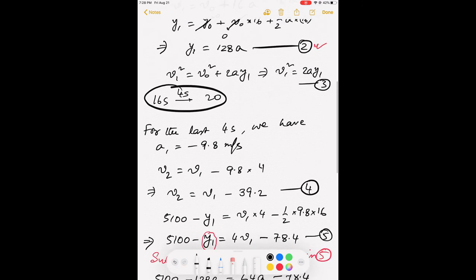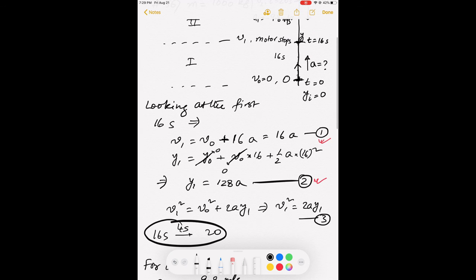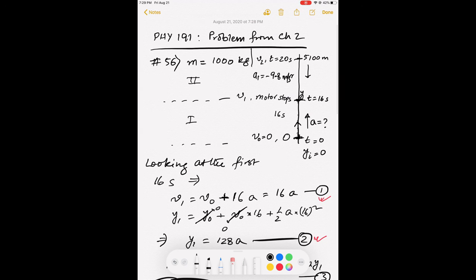So I'm going to stop here, then we will probably be back with another problem after this, and then we would probably conclude chapter 2 problems for 191 with the very last problem of the exercise.